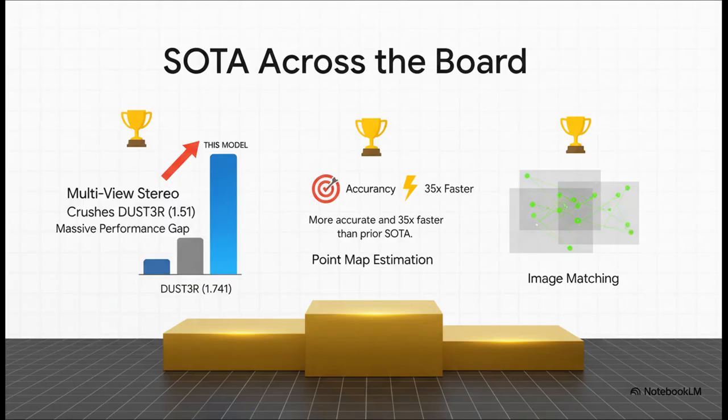And it's not just one lucky punch, it's a total knockout across the board. On multi-view stereo, it demolishes Dust3R. For point map estimation, way more accurate, and again, ridiculously faster. But here's the really wild part. It even beats models that were specifically designed just for matching two images. It's a generalist model that's winning the specialist game. It's a total clean sweep.